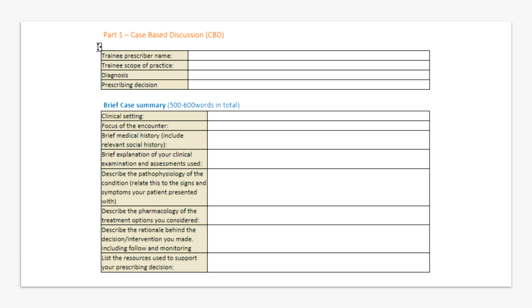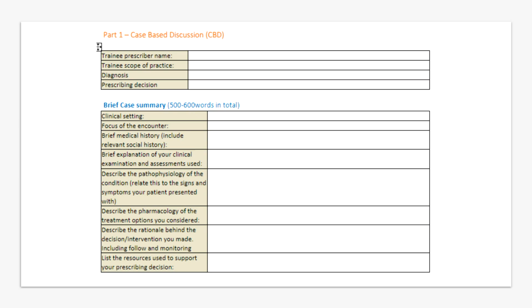So was it a medication review with an incidental finding of a patient with high blood pressure, and therefore that then meant that there was an interaction with the patient about their blood pressure management and starting blood pressure treatment? Or was it a patient presenting with a sore throat to a GP practice? It should include a brief medical history and include any social history. You should include a bit of an explanation of your clinical examinations and the assessments that were used. This can be bullet points. It doesn't have to be wordy because it's just to aid your discussion.